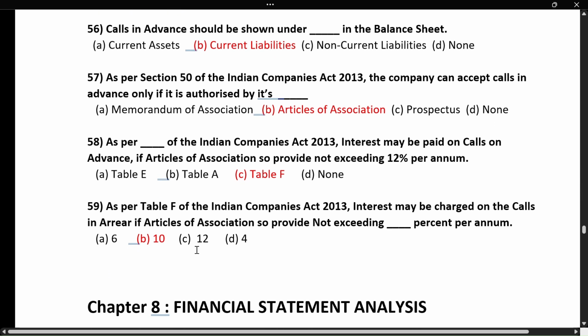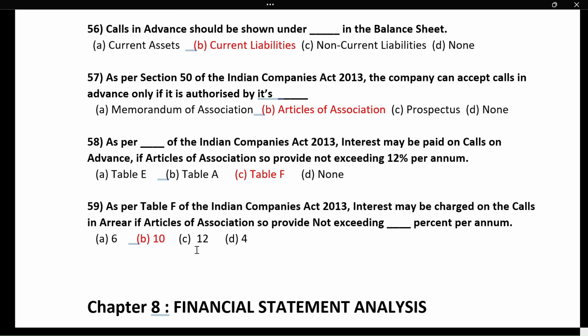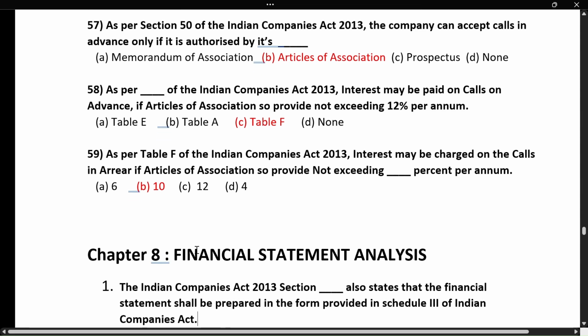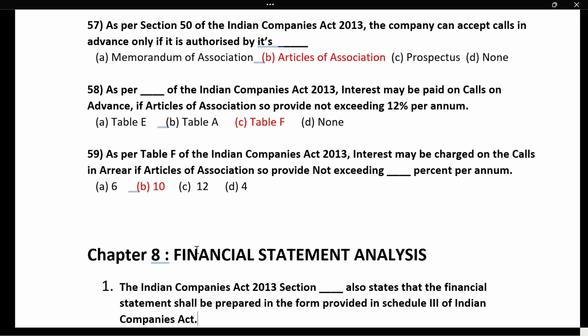As per Section 50 of the Companies Act 2013, a company can accept calls in advance only if it is authorized by its articles of association. As per Table F of the Indian Companies Act, interest may be paid on calls in advance, if the articles provide so. It should not exceed 12% per annum.